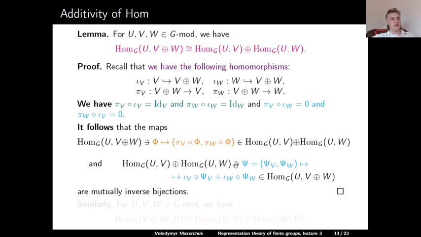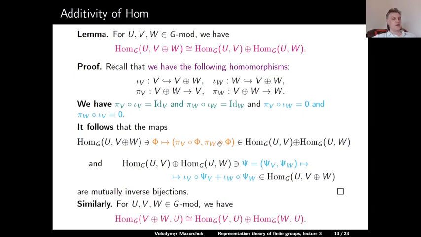Conversely, if we have an element psi from this direct sum, written in the form psi V, psi W, then we can send it into the sum of iota V after psi V and iota W after psi W, and we get an element in the G Hom from U to the direct sum of V and W. So using these properties of projections and embeddings, it follows that these two maps are mutually inverse bijections.